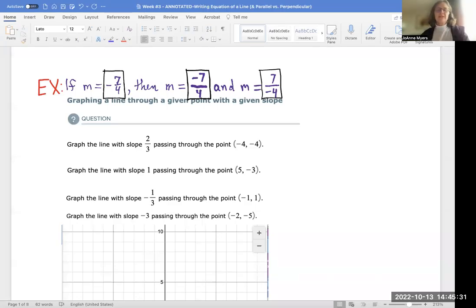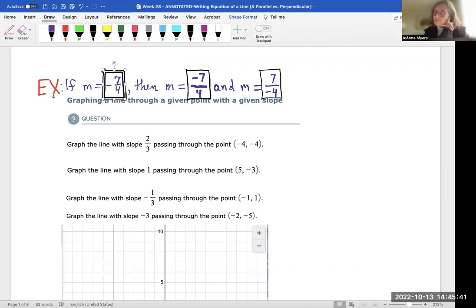The first reminder is fractions. If you have the fraction -7/4, it is the same thing as -7 divided by 4, which is the same thing as +7 divided by -4. The negative is not distributed to the numerator or denominator. The negative standing outside of the fraction just says the overall value of this numerical value is negative. All right, graph the line with slope 2/3, passing through the point -4, -4.